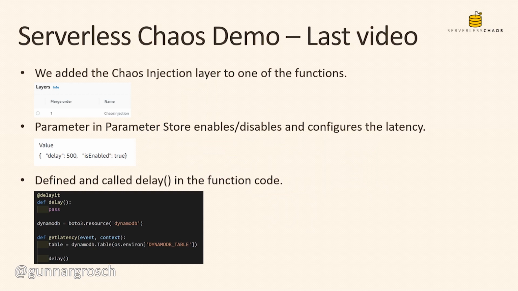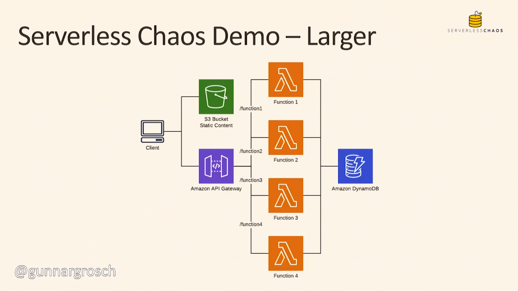And more in detail how we did it, we used the chaos injection layer that Adrian Hornsby has built and added that onto one of the functions. We then had a parameter in Parameter Store where we were able to enable and disable the latency injection and also configure how much latency we would add. And then in the function code, we were able to define and call delay as we wanted it to in the latency function. So then what if we have a larger serverless application?